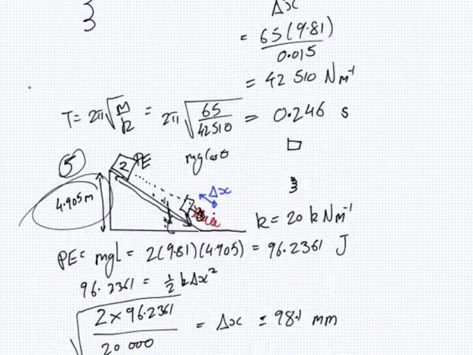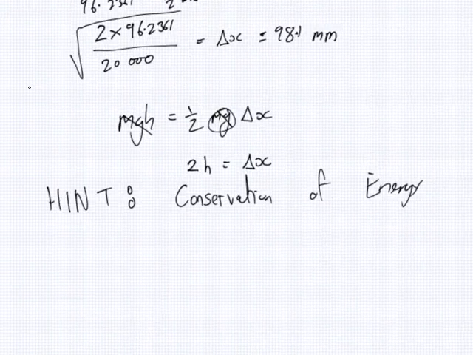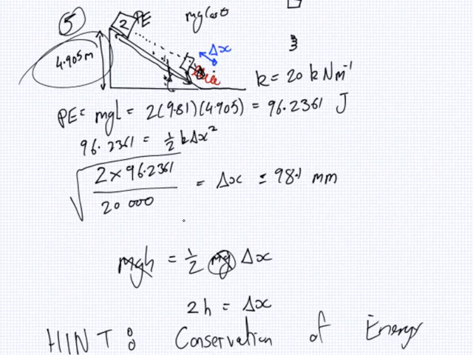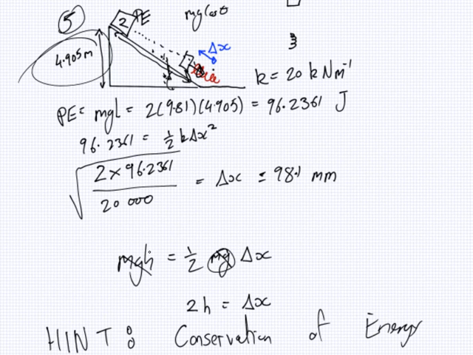Let me see your method again. Right here. MGH, that's the potential energy, equals the work done, which is a half F delta x. So the problem is with the F. You need to have in it a cos theta or sine theta, which you don't actually know.